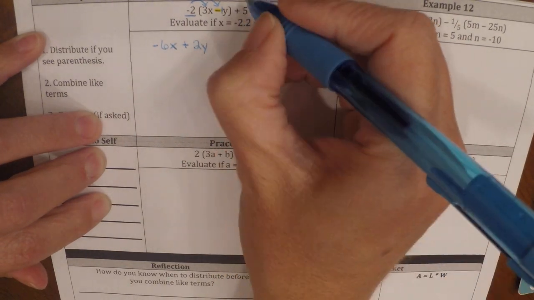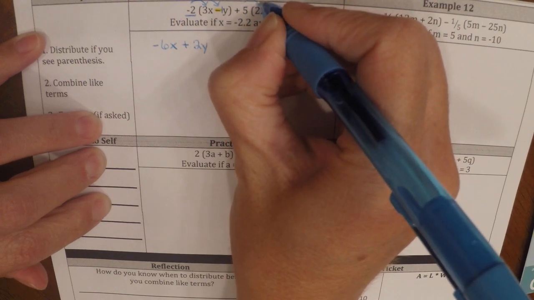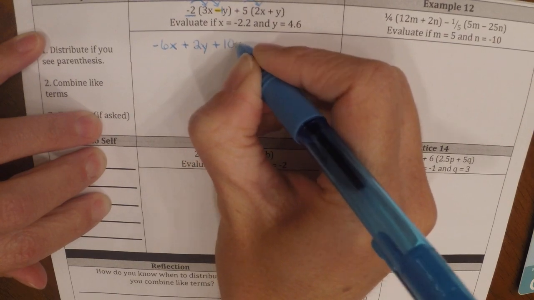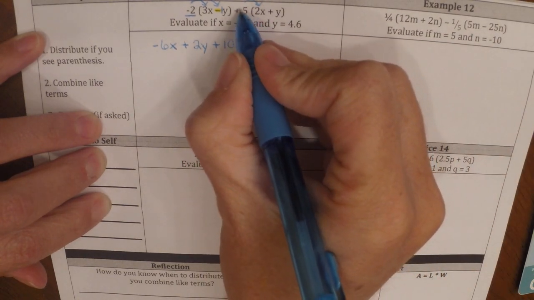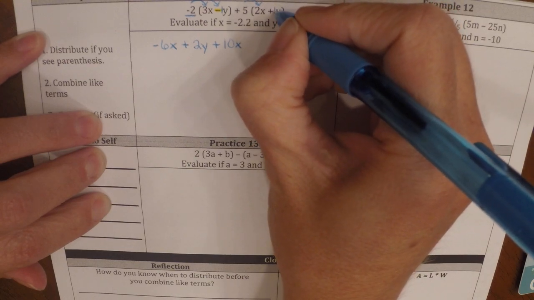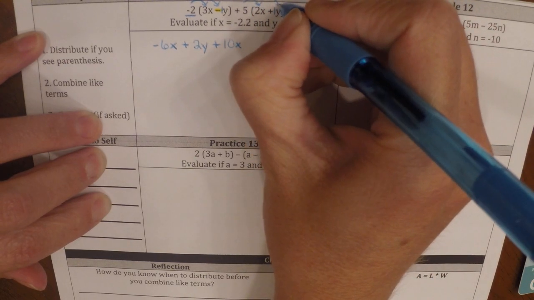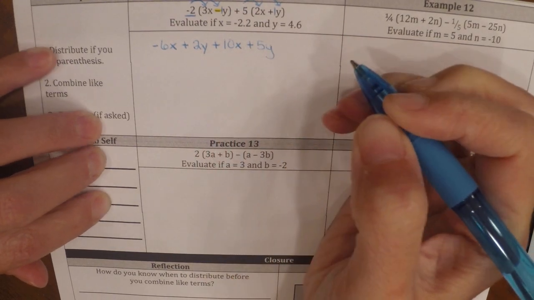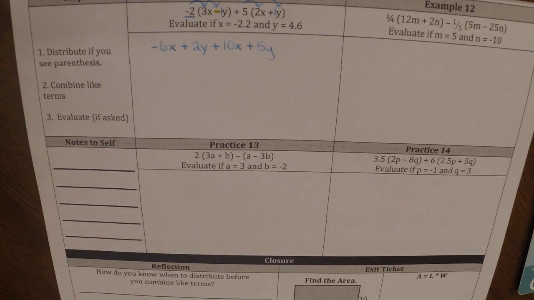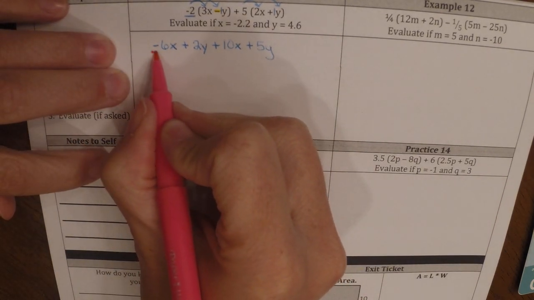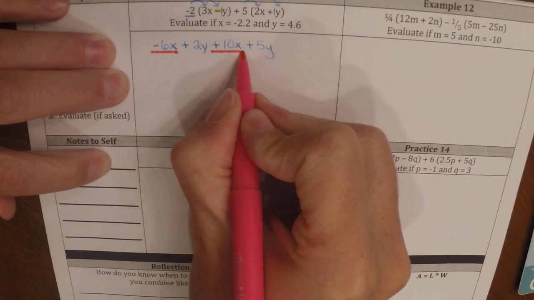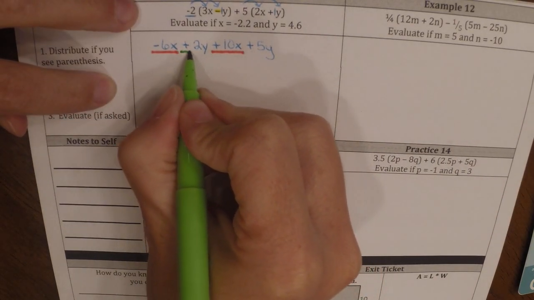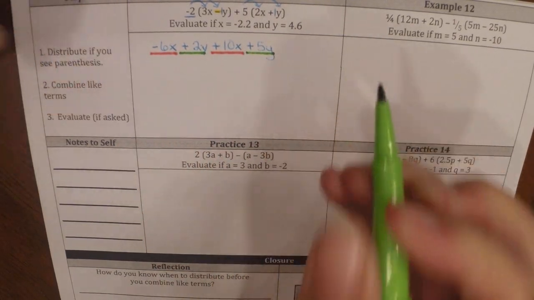And then this is a positive 5, so positive 5 times 2x would be positive 10x. And then a positive 5 times just a y, well, remember that's a 1. So this would be plus 5y. And so now we'd be ready to combine our like terms. So here is negative 6x, positive 10x, and then positive 2y with positive 5y.